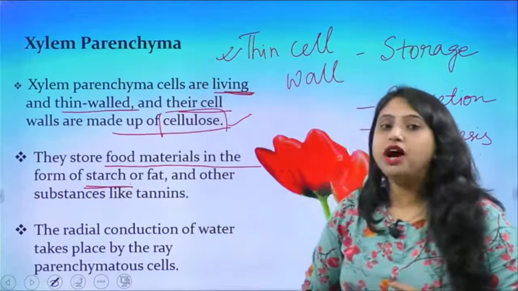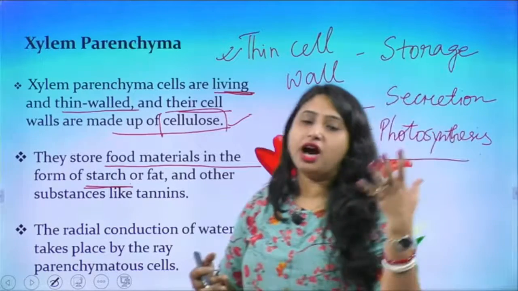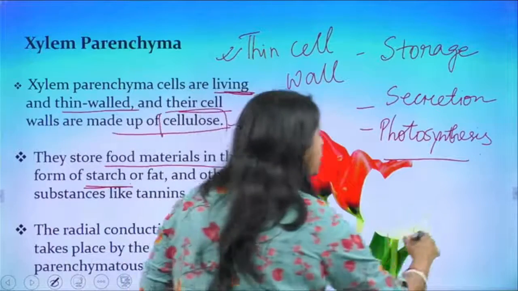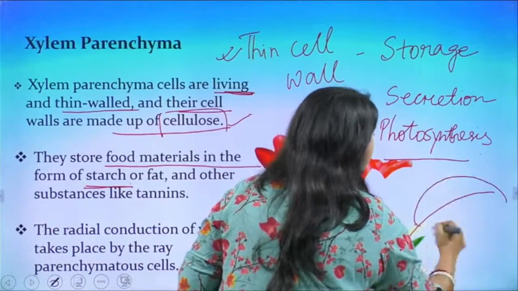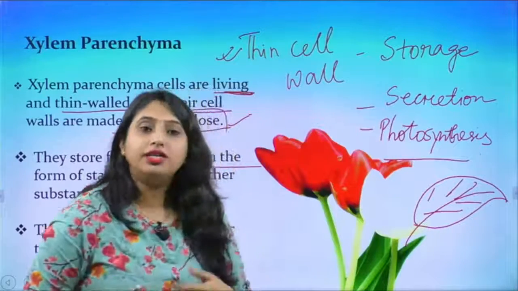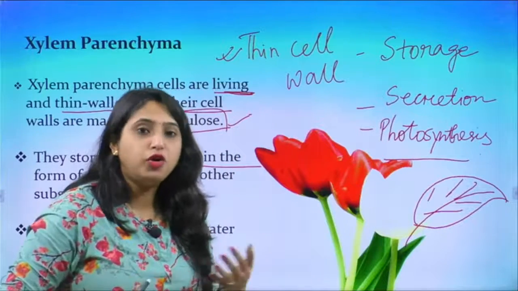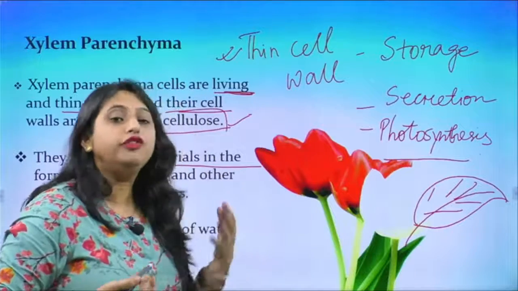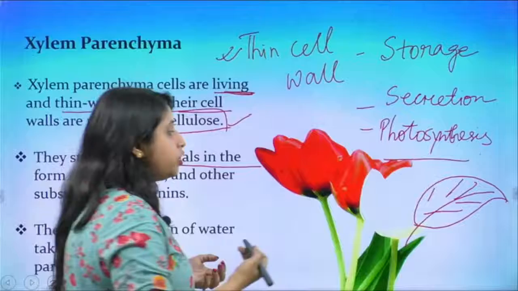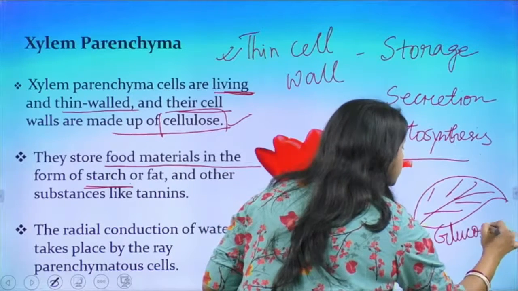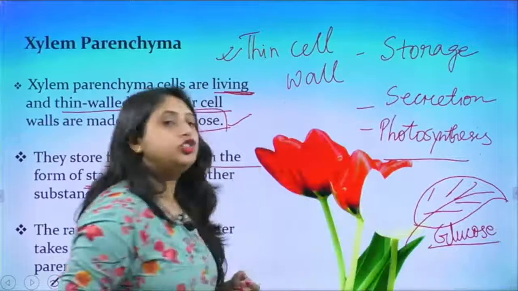So how do plants store food material? The plants prepare the food. Where do they prepare the food? In the leaves, right? So the plants prepare the food in the leaves. This food is transported to all the parts of the plant through the phloem. How is it transported? In the form of glucose. Clear? So this food needs to be transported.